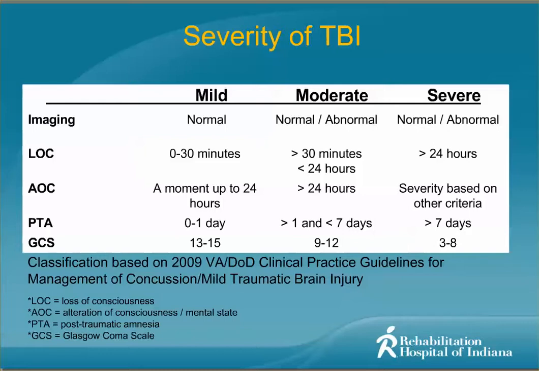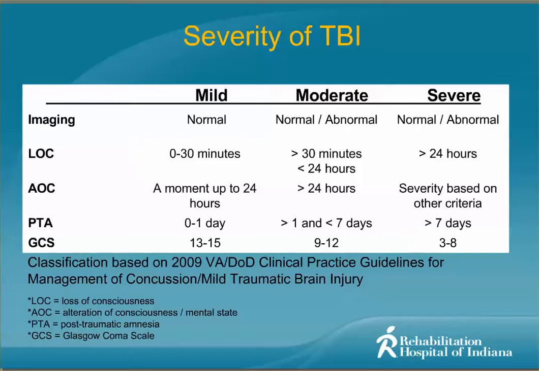On the moderate side, you still may have normal imaging, but you may also have some abnormal findings. The loss of consciousness now needs to be greater than 30 minutes, but less than 24 hours. The alteration of consciousness, which can just be a complaint of, well, I felt dazed or I felt confused. I didn't quite know what was going on. I remember bits and pieces, kind of thing, which then starts to go into the post-traumatic amnesia. But for the alteration of consciousness at the moderate level, greater than 24 hours. PTA, greater than 1 day, but less than 7 days, and GCS is a 9 to 12 score.